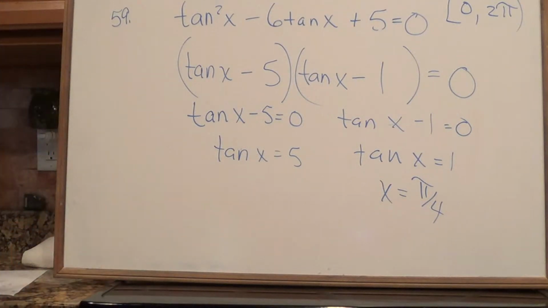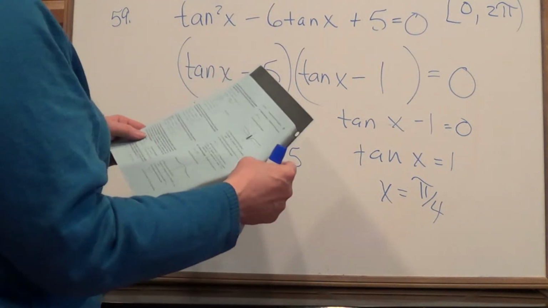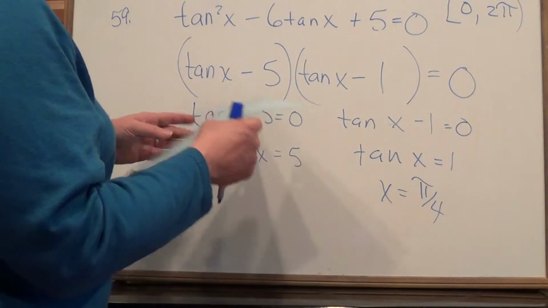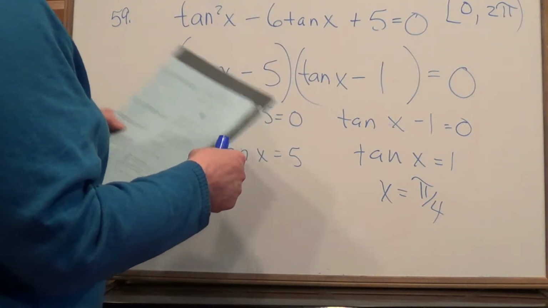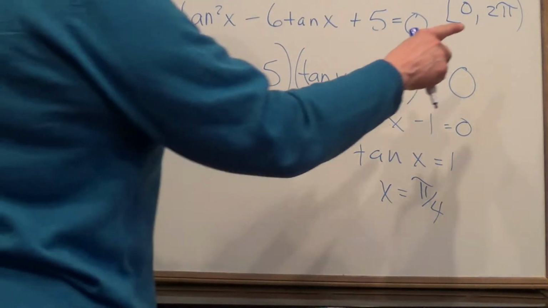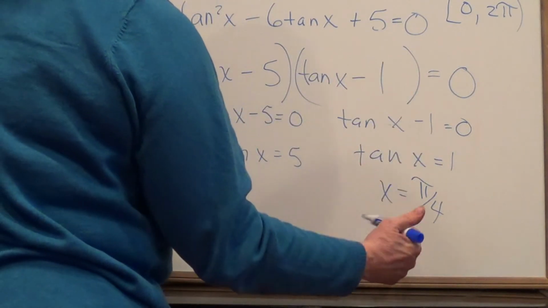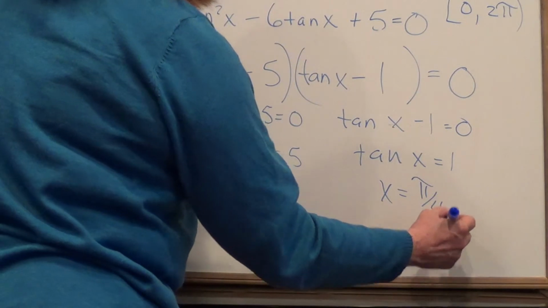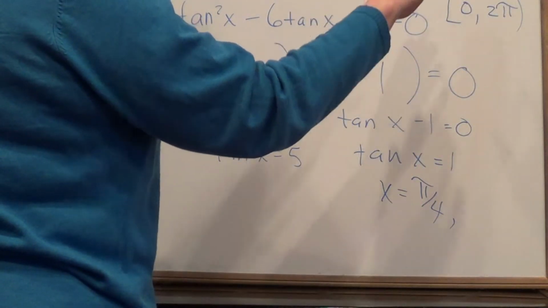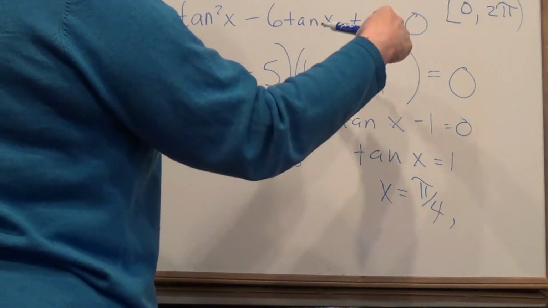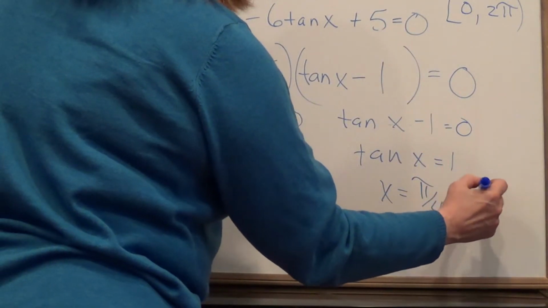Let me see. On the blue sheet, 59, 59, 59. It is between 0 and 2 pi. So we are going to look all around the circle, and we find that it happens again at 1/4 pi, 2/4 pi, 3/4 pi, 5/4 pi.